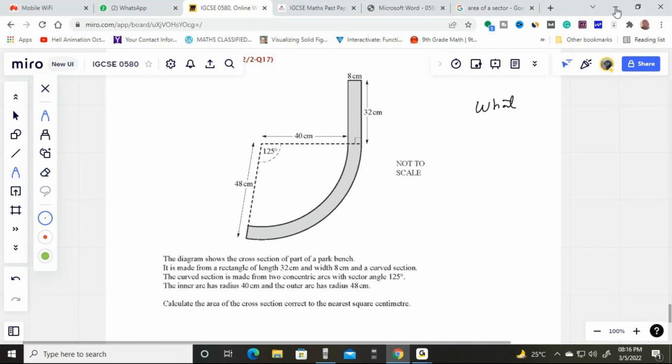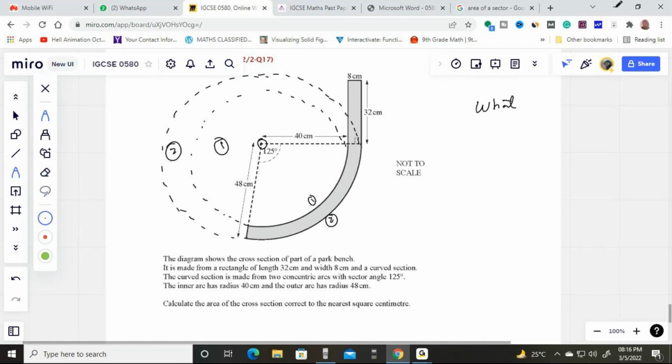Concentric means having a common center. You see, if I talk about this curve number 1 and this curve number 2, they belong to circles. If I say this is one circle, and this is another circle, roughly like this, both have the same center. These two circles, circle number 1 and circle number 2, have the same center. That's why we call them concentric.